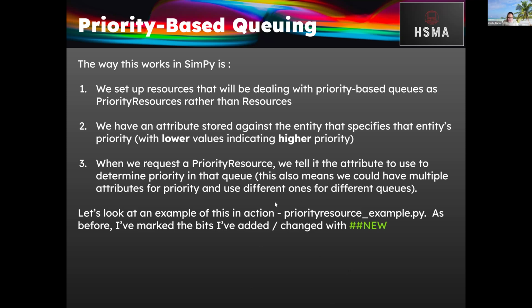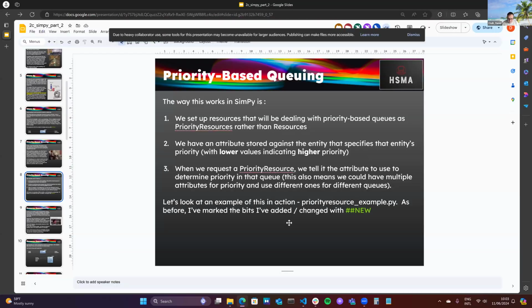Now, the example I'm going to show you is just based on a patient having a single priority attribute. Depending on the complexity of your model, you may have different attributes for different priority levels for different queues. It's the same principle, it works exactly the same. But just to keep it simple initially, let's imagine a single priority attribute. So let's have a look at priority resource example.py.